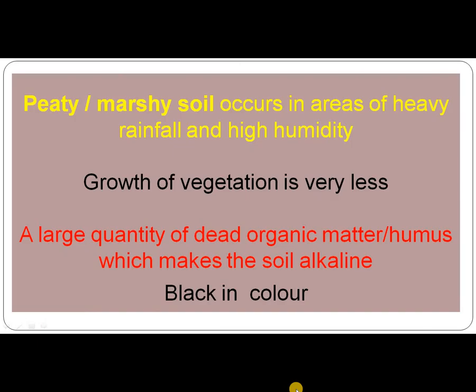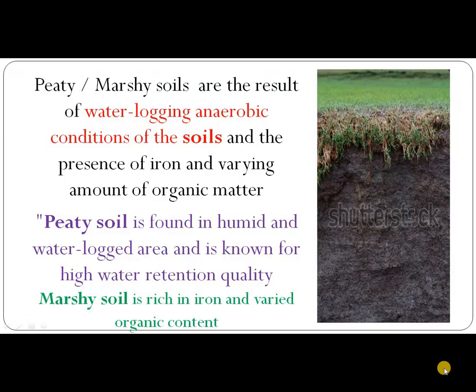Peaty soil or marshy soil occurs in areas where heavy rainfall takes place and where there is high humidity and vegetation growth is very less. A large quantity of dead organic matter or humus makes the peaty soil alkaline, and the color of this peaty soil is black. This is peaty soil or marshy soil.